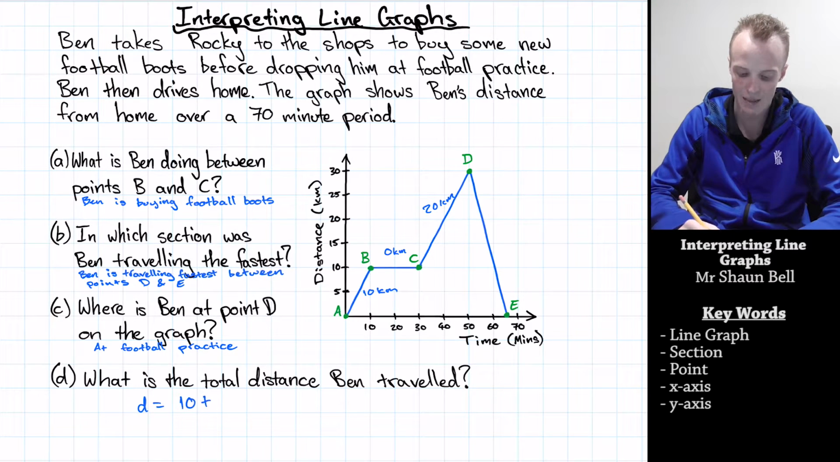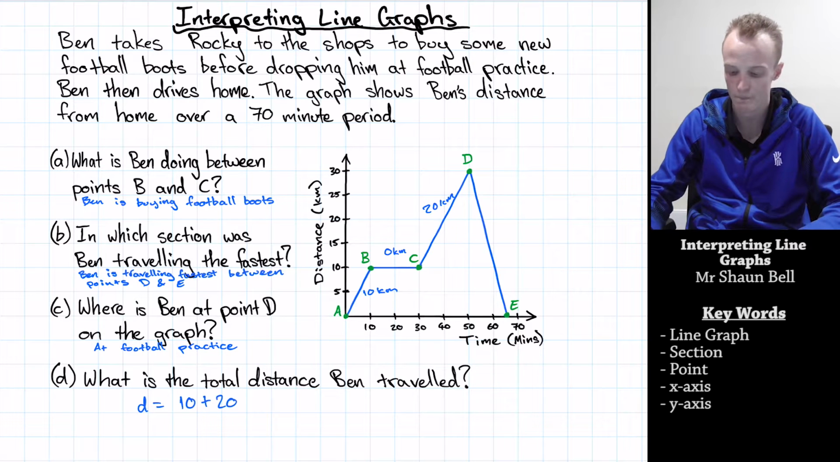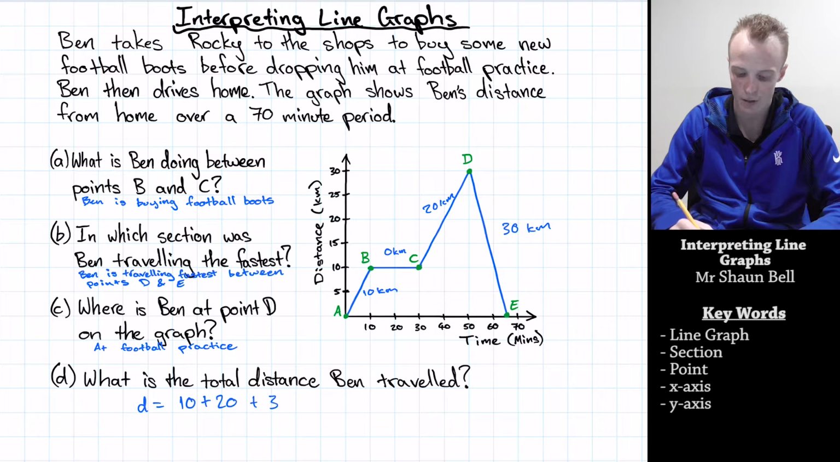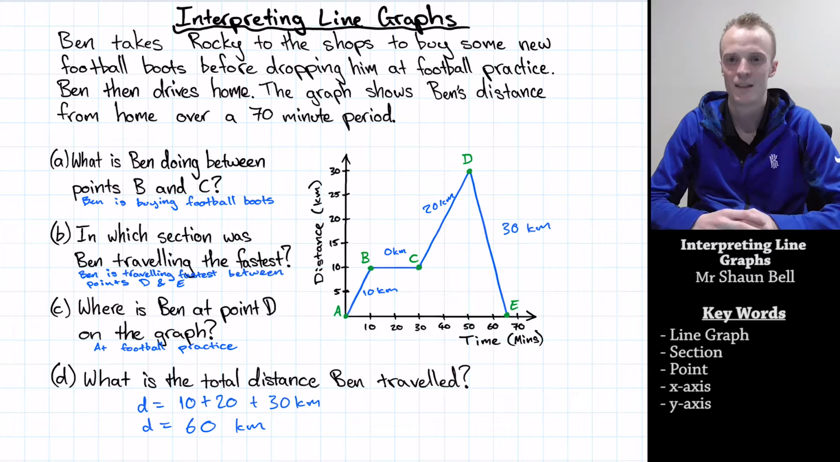So we need to add the 20 kilometres to our journey. Then between D and E, he went from that 30 kilometre mark all the way back to 0. So he travelled another 30 kilometres. So we need to add another 30 kilometres here. So therefore, Ben has travelled a total of 60 kilometres. As you can see, we can use a line graph to help us interpret some information from a situation.